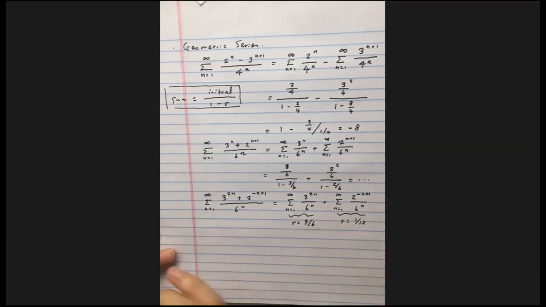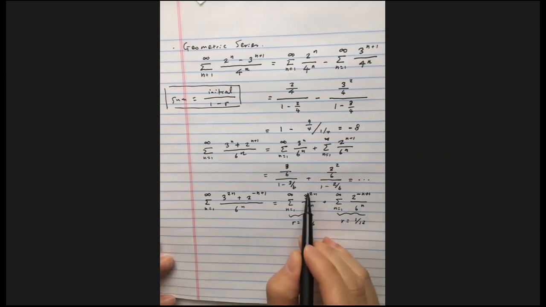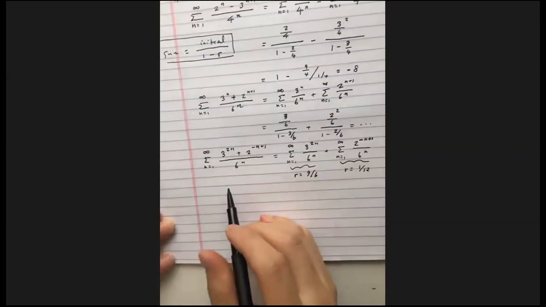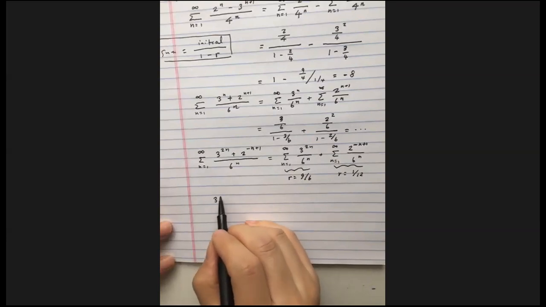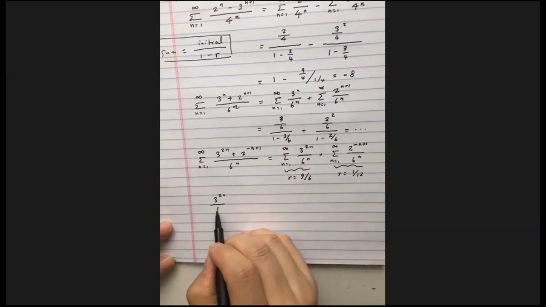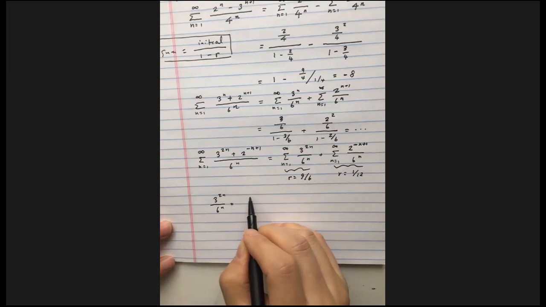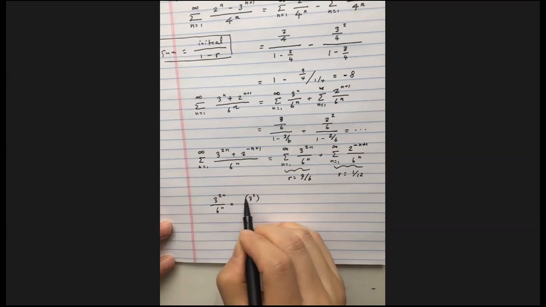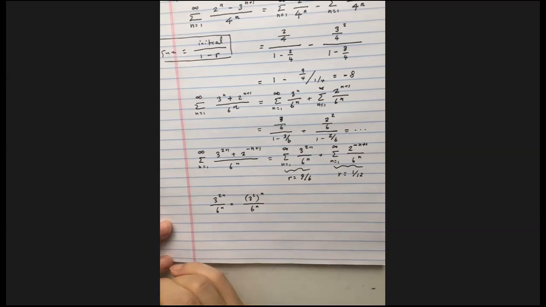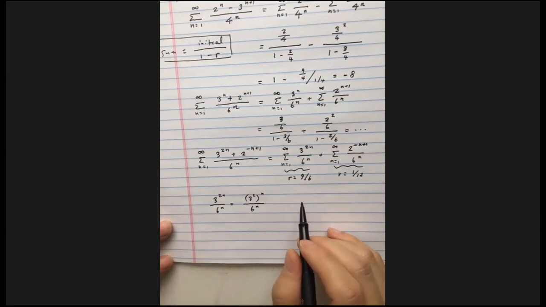Does that make sense? Where did you get this square from? Why is it 2/6 squared, but 3/6 isn't squared? That's because of the 2 here. The logic is that 3 to the 2n over 6 to the n is the same as 3 squared to the n over 6 to the n.